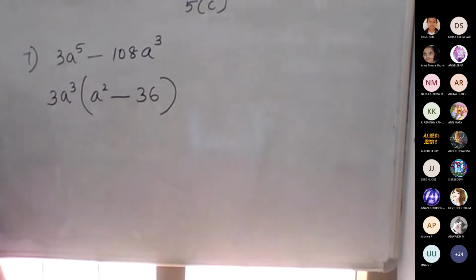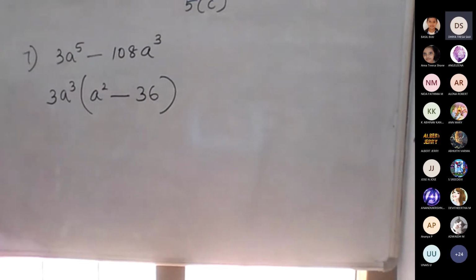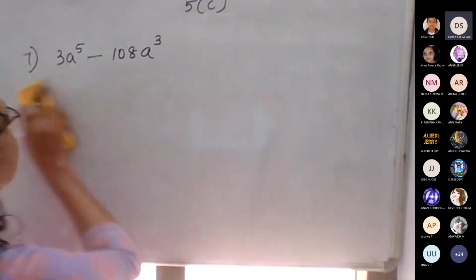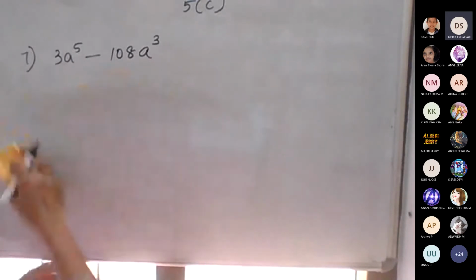Anyone have any doubt in this 36 or 3a cube? I think it is clear. Ma'am, once more, could you please explain this step? Yes, I also need to explain.